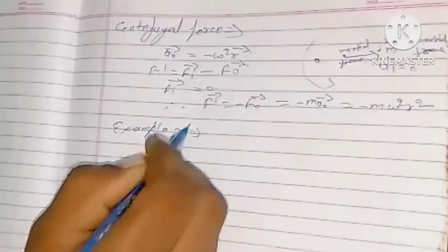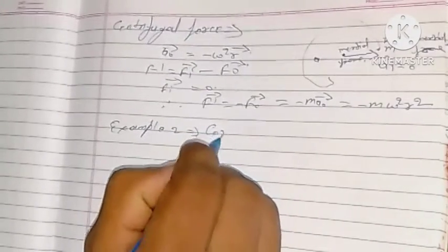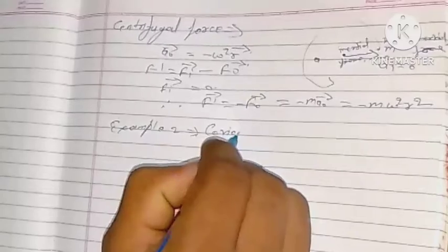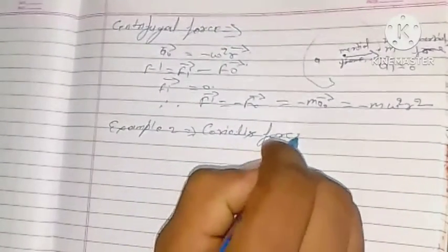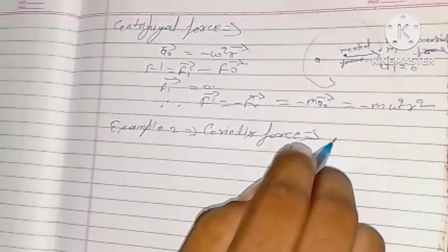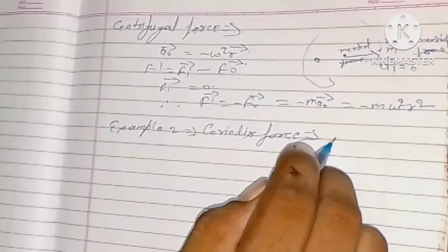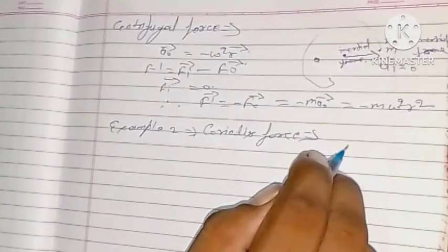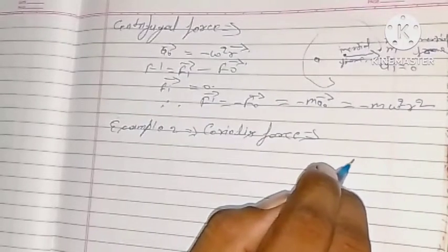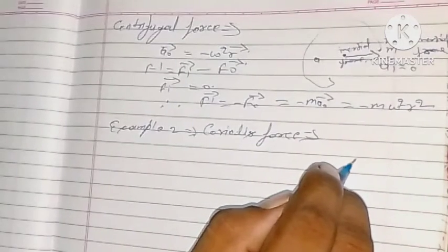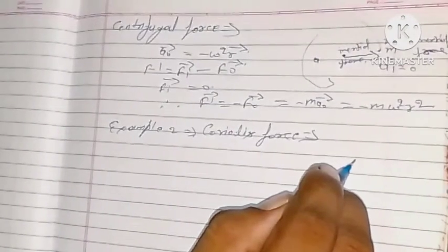Example 2: Coriolis force. Another example of fictitious force is the Coriolis force, which acts on a particle in motion with respect to a rotating frame of reference. We will study the Coriolis force example in the next heading.